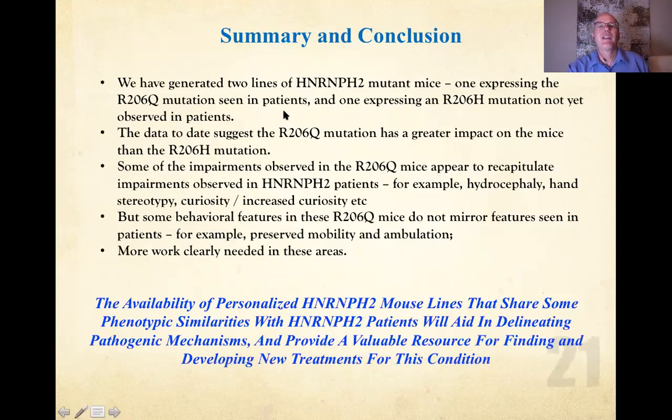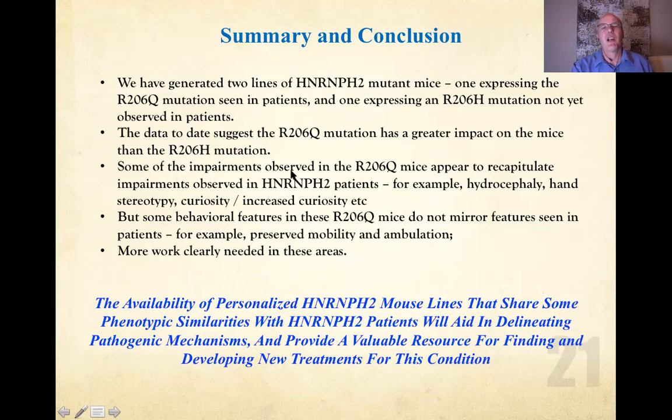So I'd like to summarize here by saying that we have now generated 2 different lines of HNR-NPH2 mutant mice. One expresses the R206Q mutation that is seen in patients, and one expresses an R206H mutation that to date has not yet been observed in patients. The data that we have to date suggests that this R206Q mutation in mice has a greater impact on both general performances as well as the mouse performance in some of the behavioral tests that we employed, while the 206H mutation doesn't seem to have nearly the same impact.